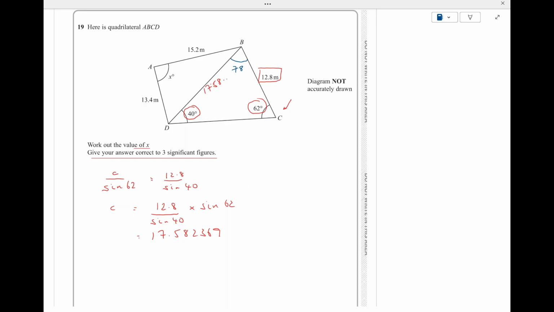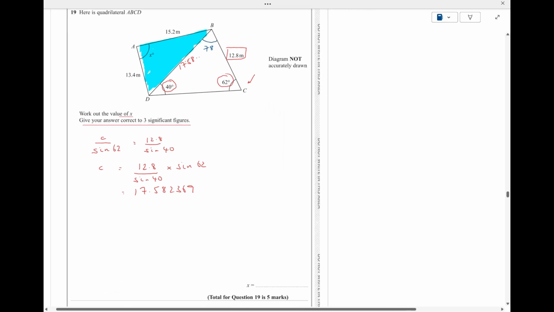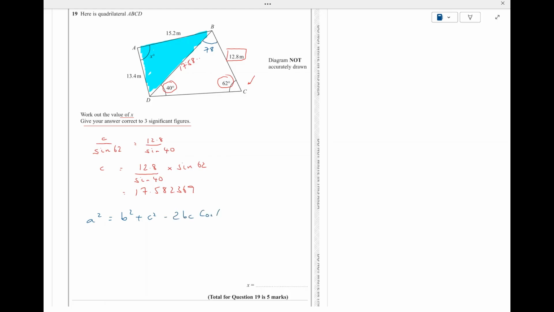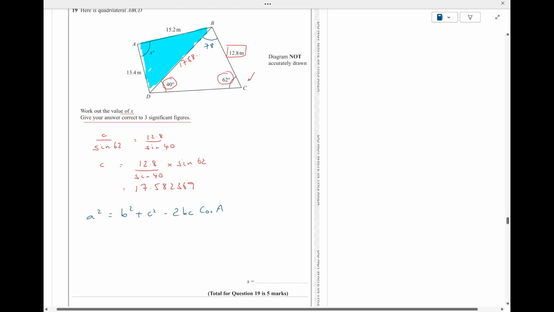Okay, now am I in a position to find x now? Well, if you look at this triangle here, you've got 3 sides, so I can use the cosine rule there to find x. Now the cosine rule that's given to you on the formula sheet is this version: a squared equals b squared plus c squared minus 2bc cos A. Now I learnt it the other way around, so I don't have to rearrange it each time.